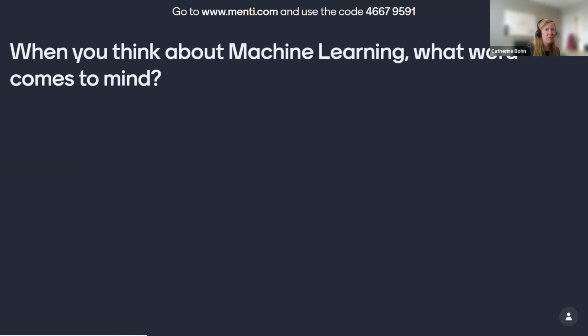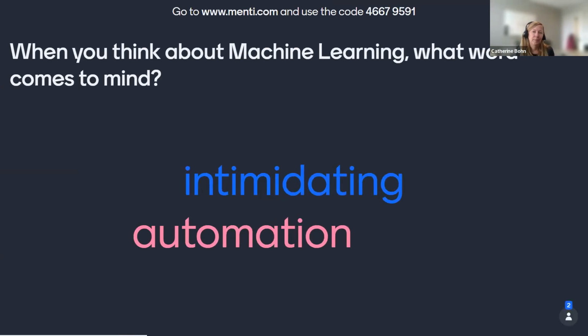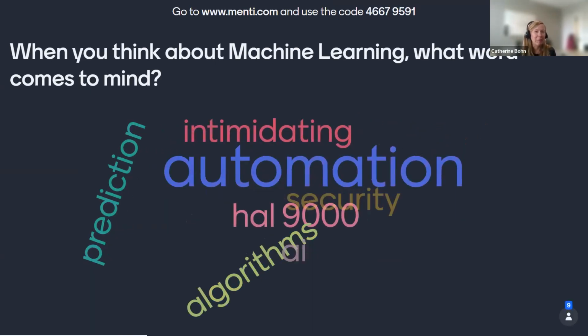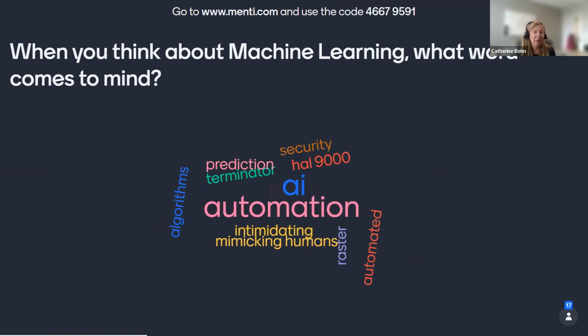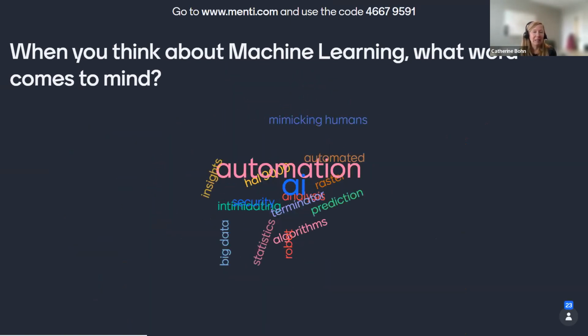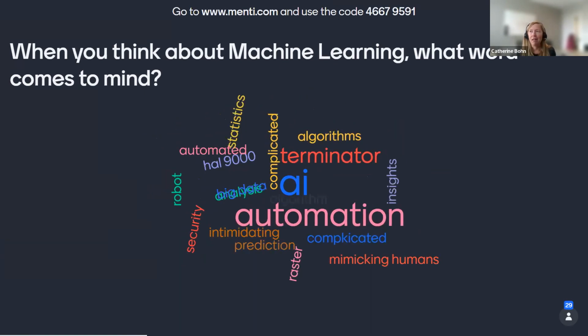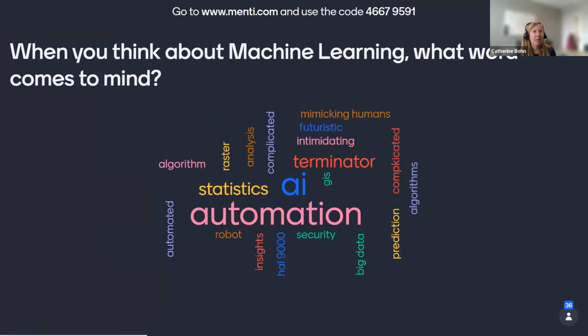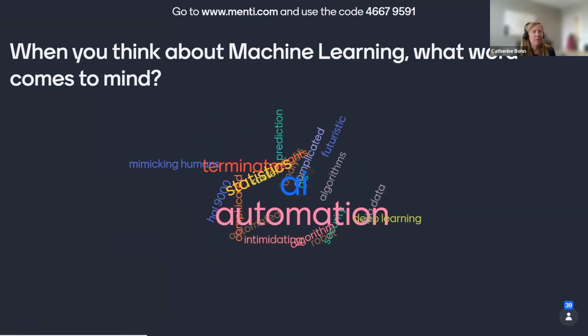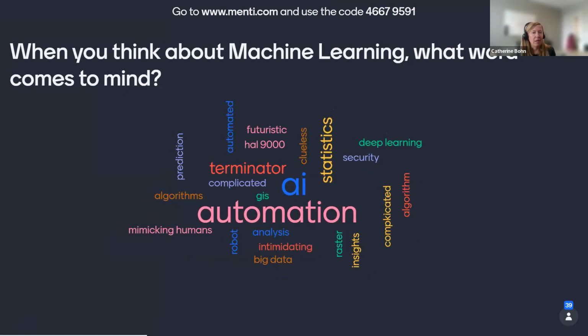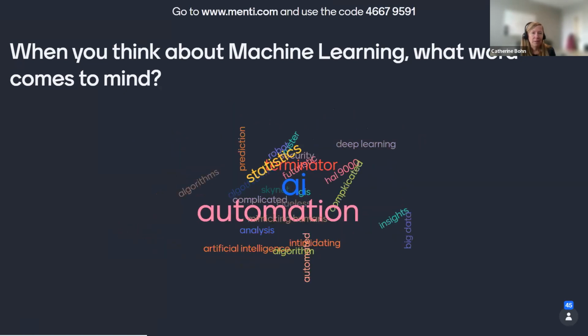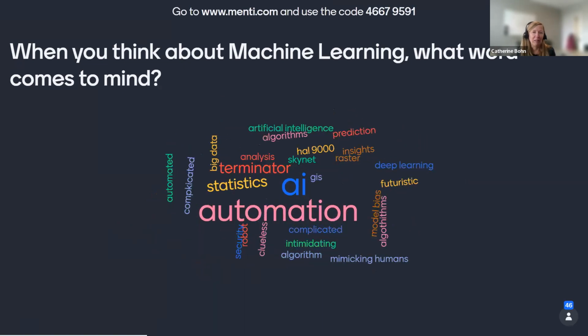All right, here's another Menti question. When you think about machine learning, what word comes to mind? I like that first word that popped up, intimidating. And that's really what we're here for today, to help it be less intimidating. And automation, I think that's one of the key things: how can you take a process that is typically very labor intensive, very manual, and automate it to expedite your workflow. Terminator is a pretty good one as well.